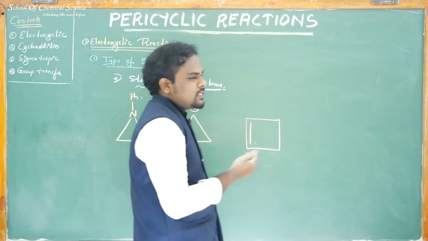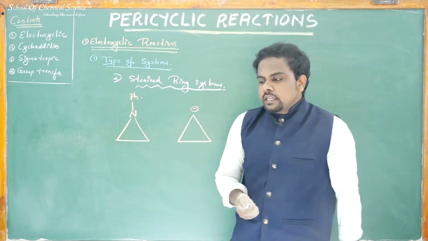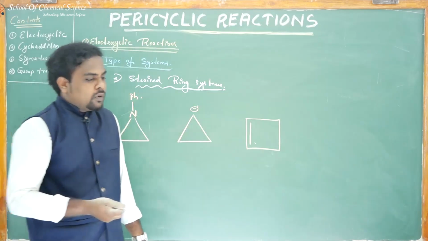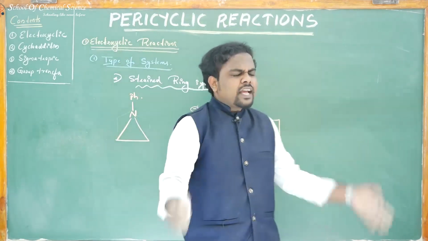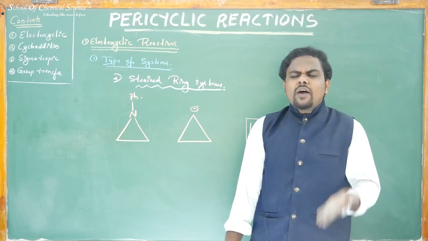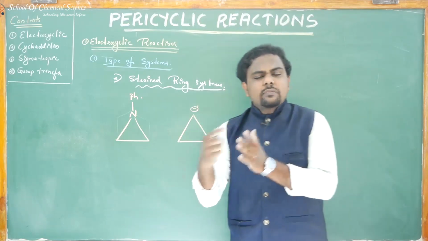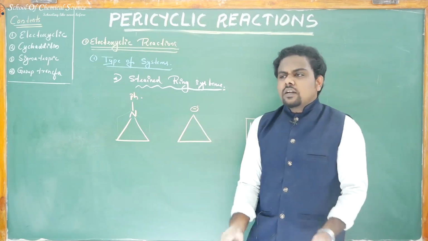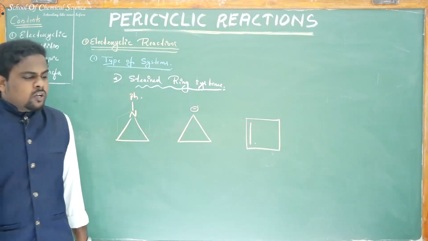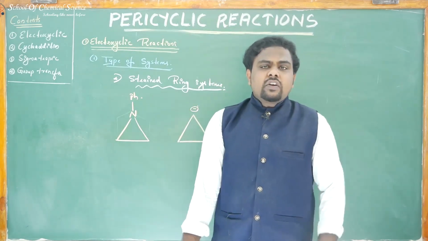So, my dear students, what are the 4 types of systems that will show electrocyclic reaction? Then only you can answer the question. First of all, in your question paper, you have to identify whether this is electrocyclic ring reaction or sigmatropic reaction or a group transfer or a cycloaddition. First of all, in order for a molecule to show electrocyclic reaction, what are the 4 types of system?